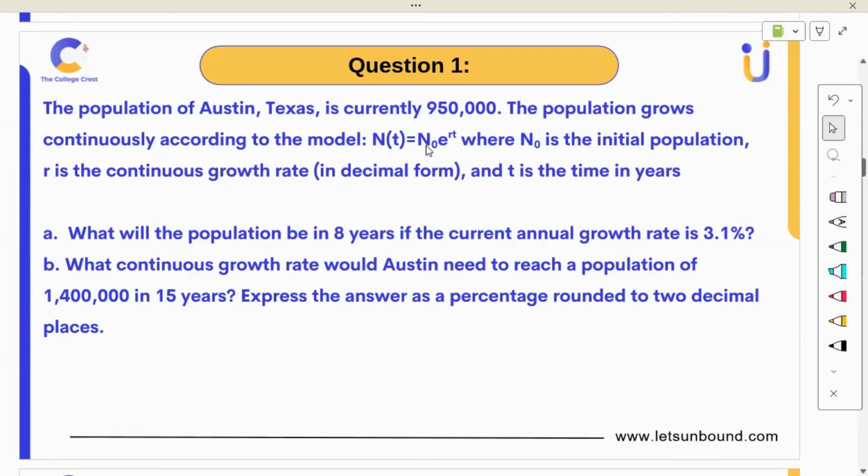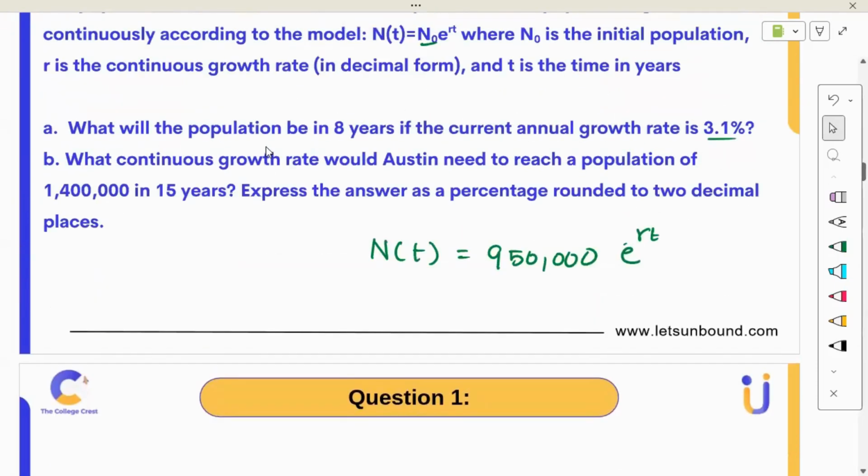Okay. So currently it's 950,000, so that is the initial value. Let's make N of t first. N of t is the initial value, 950,000, times e to the power r t, where r is the growth rate in decimal form. We can substitute r and t. So first case, let's solve.